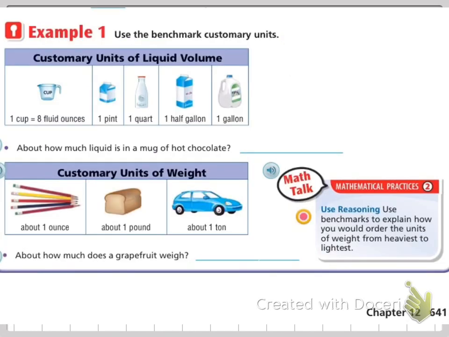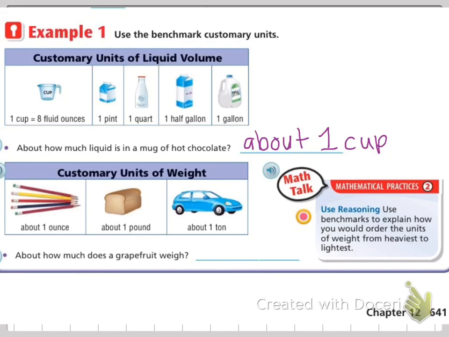Moving on to benchmark units of liquid volume. Again, this is stuff that we see in our grocery store, in our kitchens, and our job is to figure out about how much liquid is in a mug of hot chocolate. Looking at these pictures up here, referencing these, think about your average cup in your cupboard and how much liquid it can hold. And we're going to go with about 1 cup. All the other ones are just too big.